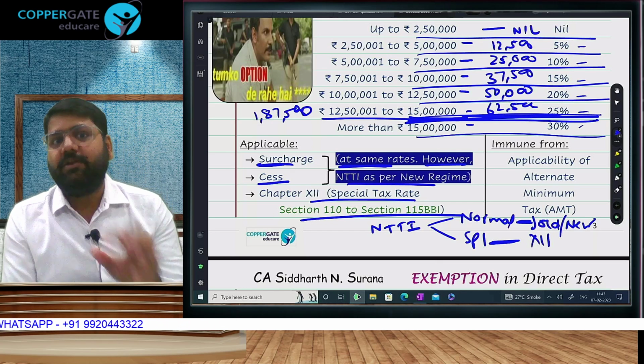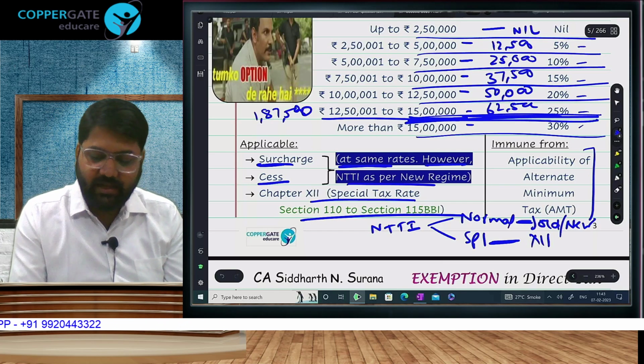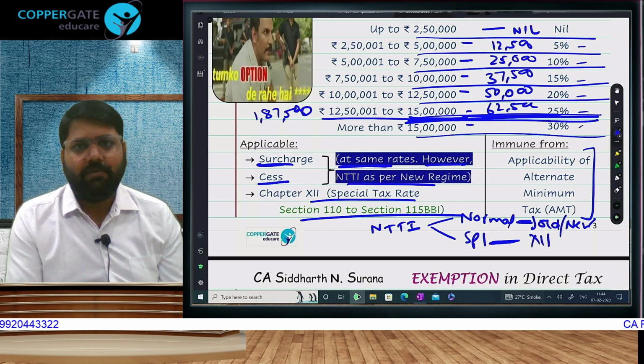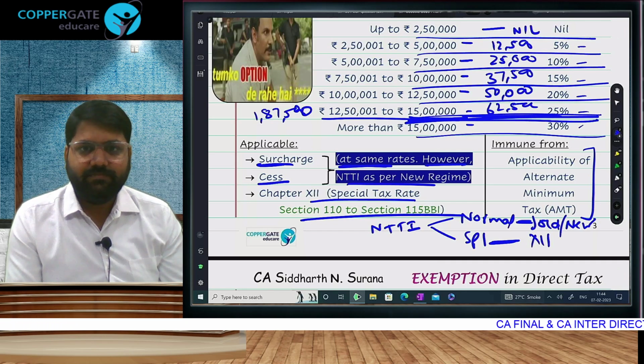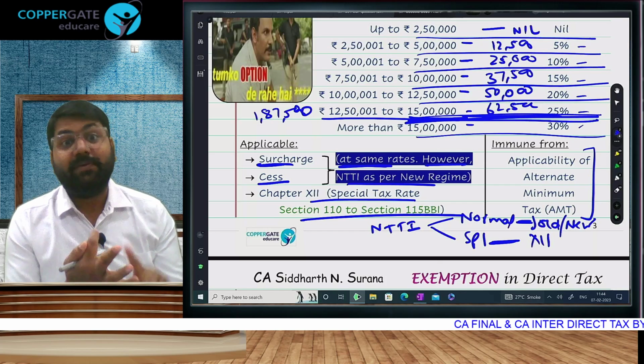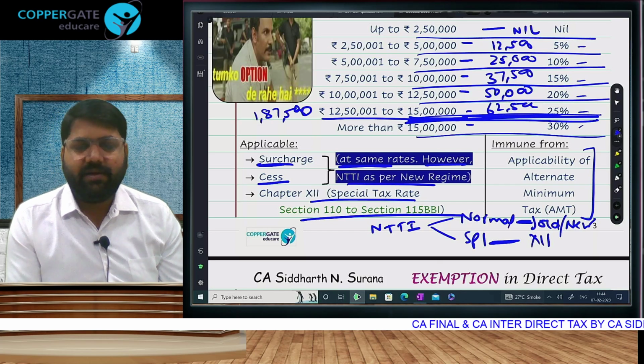And the hidden benefit of the new taxation regime is that the chapter of alternate minimum tax is not going to be applicable to the assessee. AMT is not going to be applicable. So surcharge will apply, cess will apply, special rate will apply, but AMT will not apply.